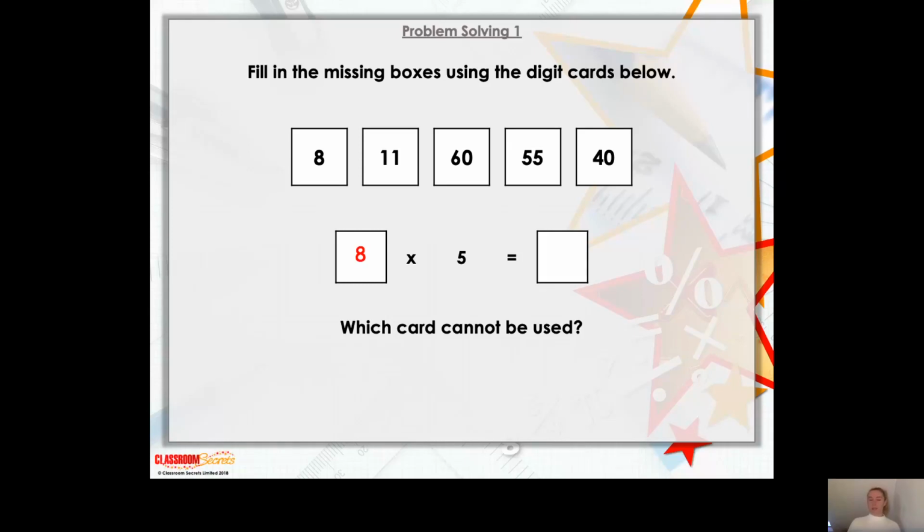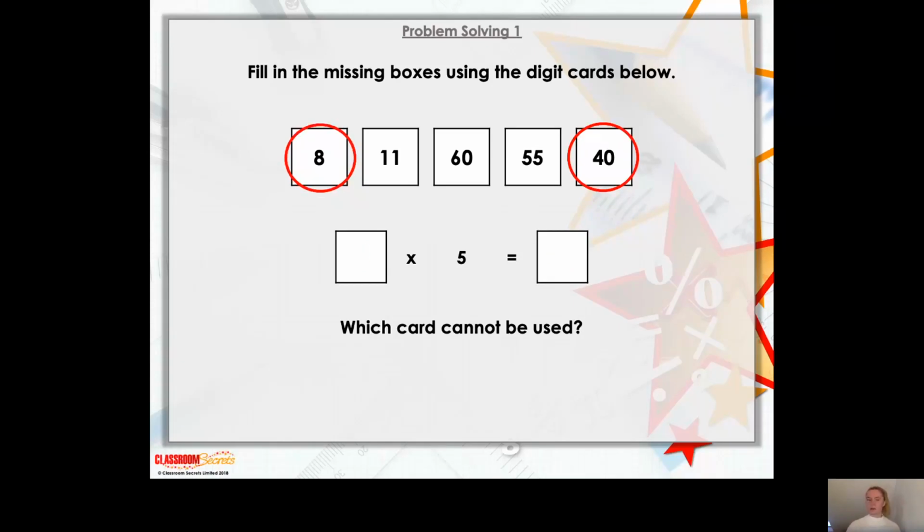Well, let's count up in steps of 5 together. Are you ready? 8 times 5, 10, 15, 20, 25, 30, 35, 40. Stop! We've counted 8 times and we got to 40. Now, is 40 one of our numbers? Yes, it is. So we can say 8 multiplied by 5 equals 40. Okay, so we've used these 2 numbers there, so we can't use those 2 numbers again.